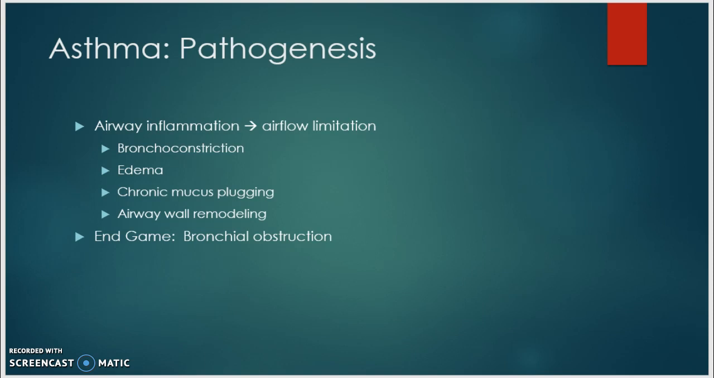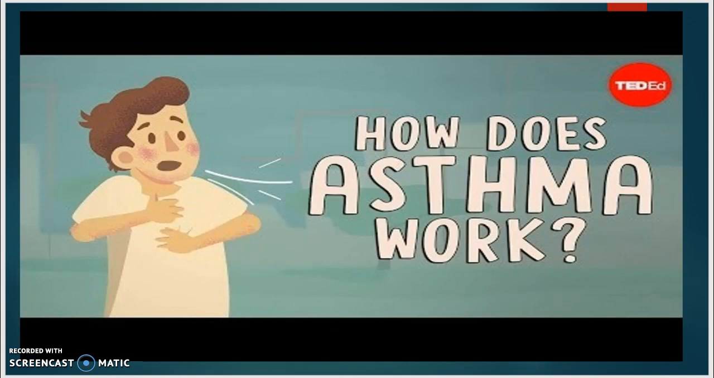Now, this is what would ultimately occur, say, if someone went untreated and had an acute asthma exacerbation. Ultimately, you're going to see bronchial obstruction, obstructing the airway, and oftentimes even chronic mucus plugging that's going to get in the way, and ultimately the body is not able to maintain itself with the airflow limitation and the lack of oxygen, and sometimes patients die.